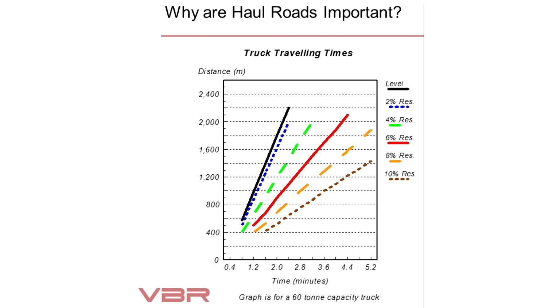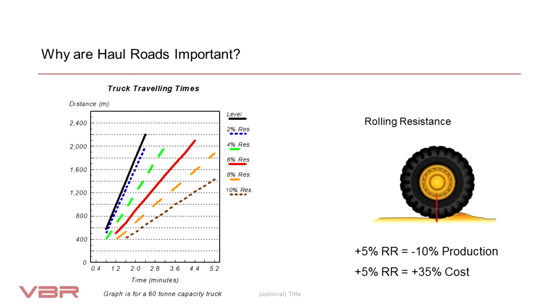The graph shows the impact of different levels of rolling resistance of a loaded truck. At 2% resistance, the blue line, with a good road, travel time over 1.6 km will be around 2 minutes. For a rolling resistance of 8%, orange line, with poor road conditions, travel time more than double at about 4.3 minutes. An increase of 5% in rolling resistance will reduce overall production by 10% and increase production cost by 35%.